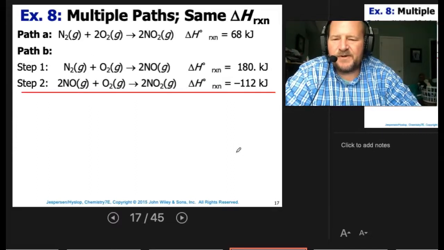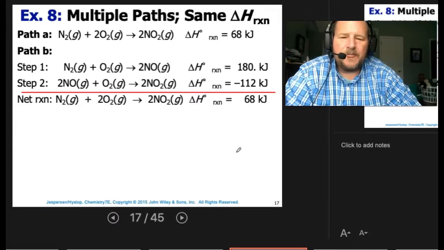So I'm going to take N2 plus 2 O2s. The 2 NOs will cancel out. I'll get the 2 NO2 as a product. Then I'll simply sum up 180 plus a negative 112, and that gives me positive 68.